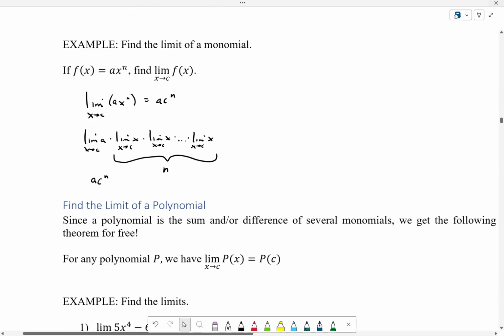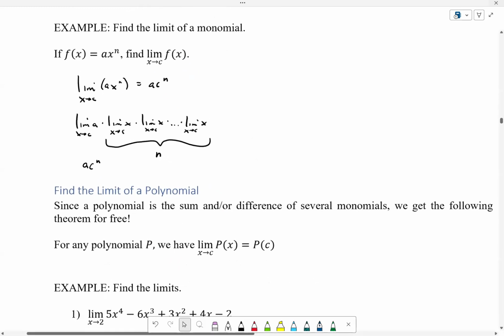Well, since we already have that rule for the sum of limits or the difference of limits, as long as it's a polynomial, you could just take that C and plug it right into the polynomial. That is the limit. You don't have to do any other work.